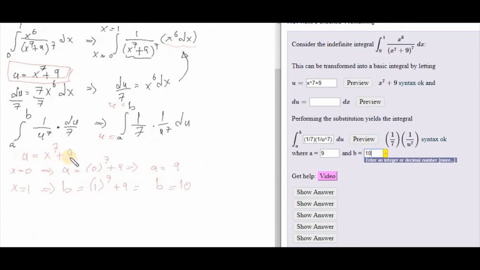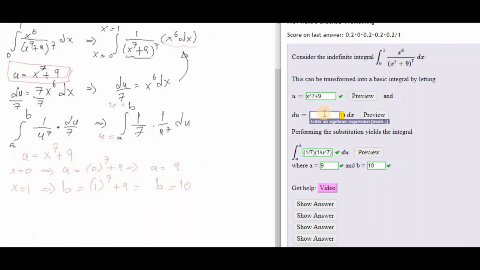Based on what I know, u is x to the 7th plus 9. So if I plug x is equal to 0, it's going to give me the first value of u, which is a. If I plug x is equal to 1, it's going to give me the upper limit of that integral in terms of u, which is equal to 10 in this case. I forgot to plug this in: du is 7x to the 6th power. So I hope this video helped you understand how to answer this type of question.